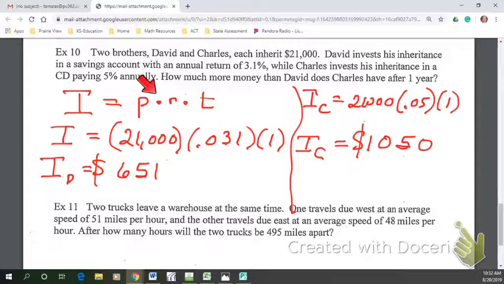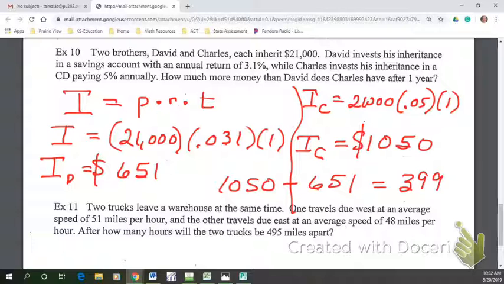So the question is, how much more money than David does Charles have after 1 year? Well, this guy has 21,651. This guy has 22,050. So I don't even really need to put the 21,000 in there, right? Because that's the same for both. I just need to subtract these two to find the difference, okay? So how much more does Charles have than David? Take 1,050 minus 651. How much do we have? 399. And that is the answer. Everybody okay with that?